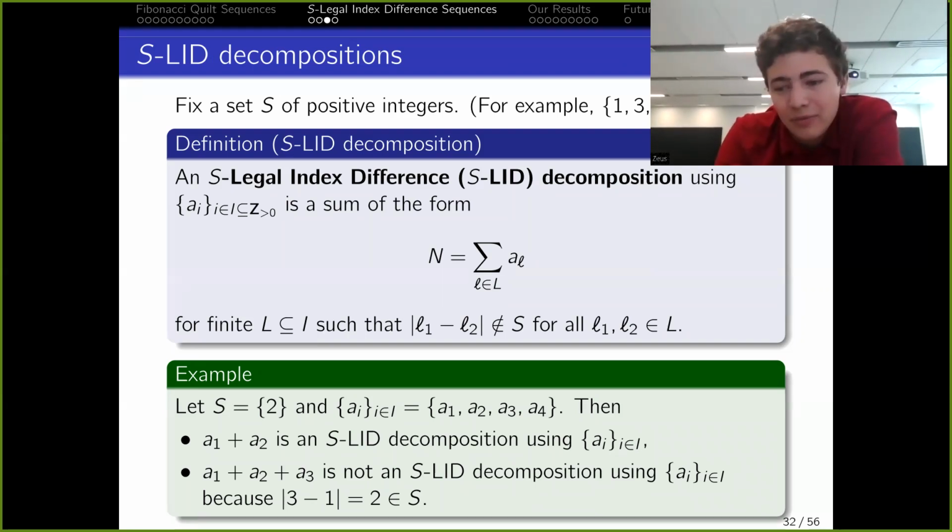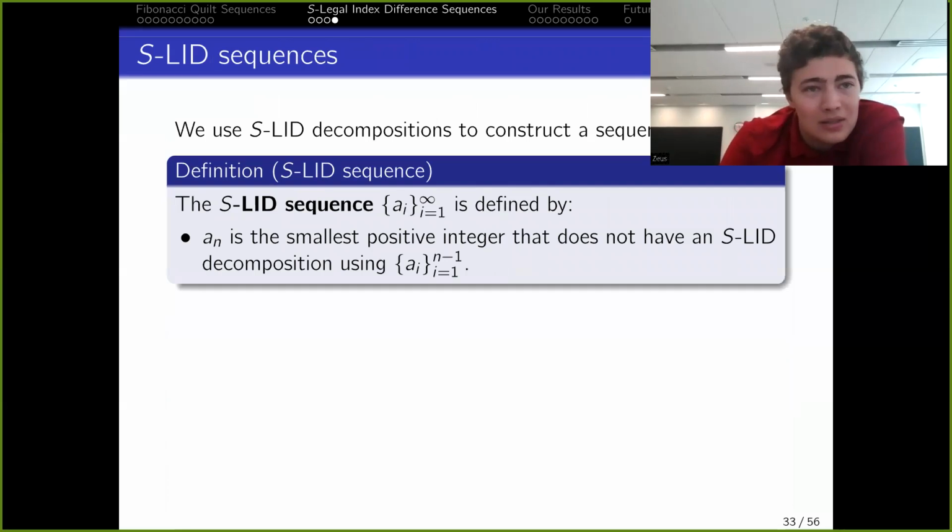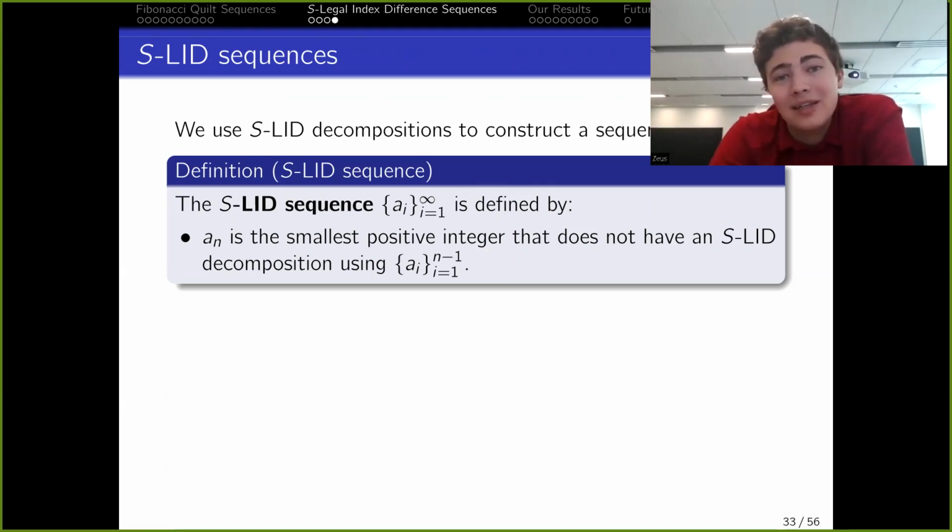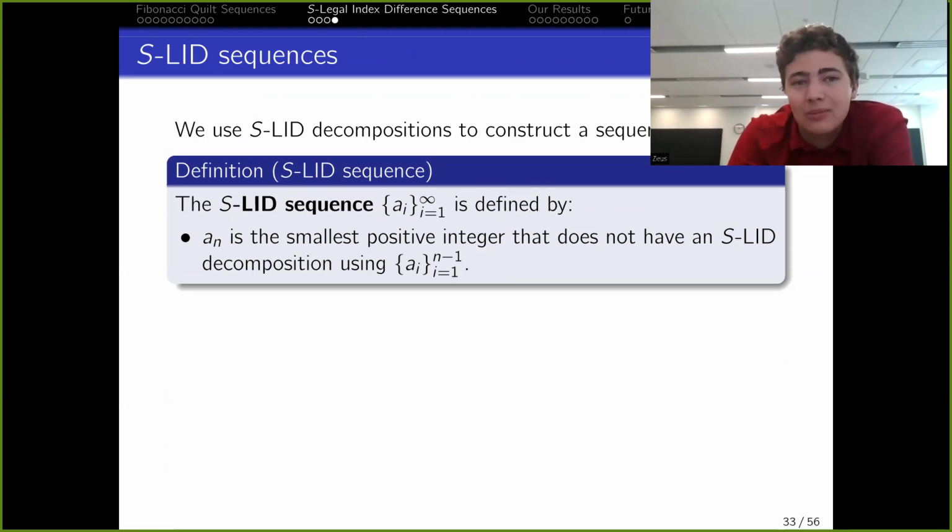And then the next step, following the same constructions we used for our quilt sequences, is to use S-legal decompositions to define a sequence. So the S-legal sequence consists of an nth term given by the smallest positive integer that doesn't have an S-legal decomposition using all the previously defined terms in the sequence.